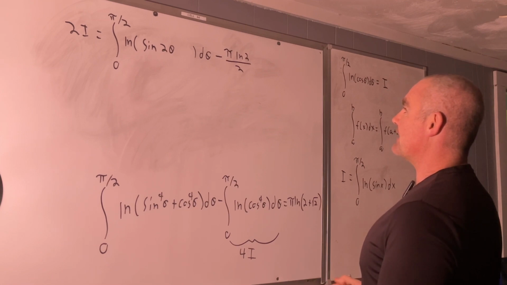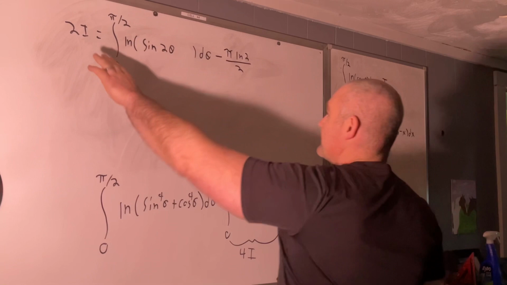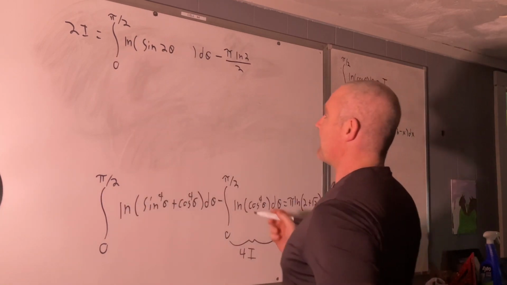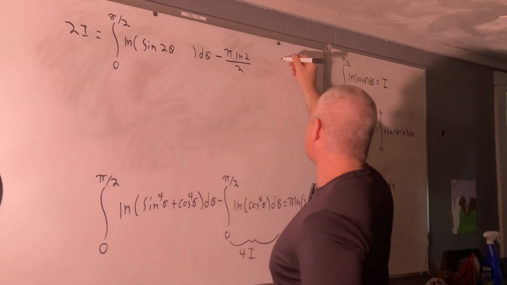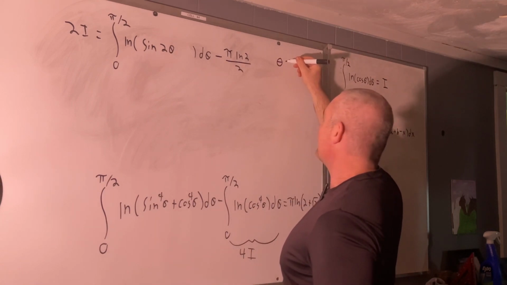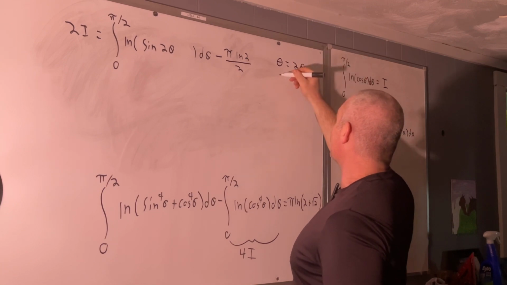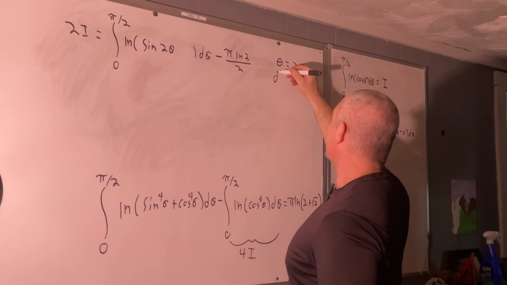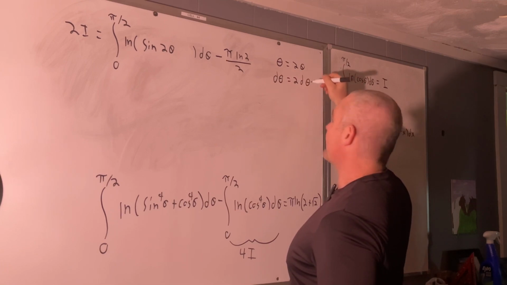Well, let's see. Now we can make the substitution. Let's just say phi is equal to 2 theta. Therefore, d phi is equal to 2 d theta. All right.